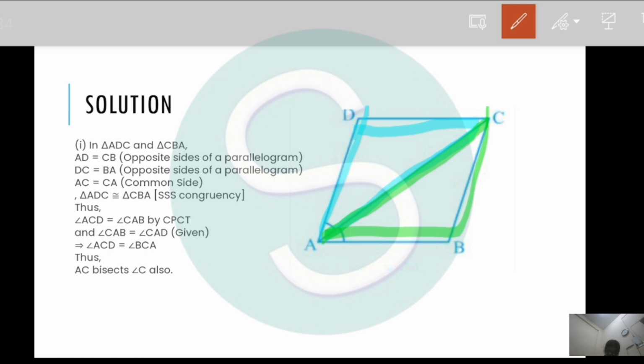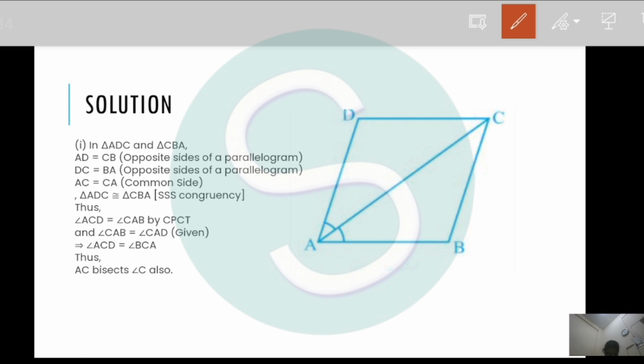So AD is equals to BC since opposite sides of a parallelogram are equal. Similarly, AB equals to CD as opposite sides of a parallelogram are equal, and AC is our common side. So by SSS congruency, triangle ADC is congruent to triangle CBA.